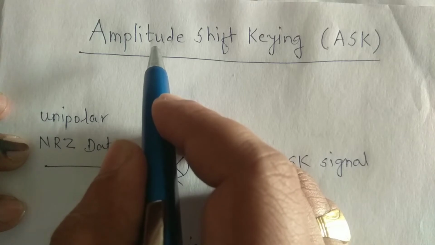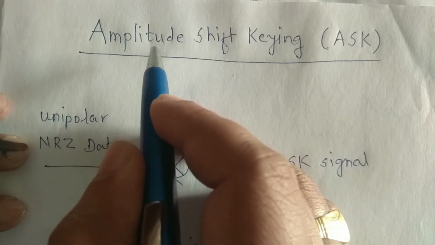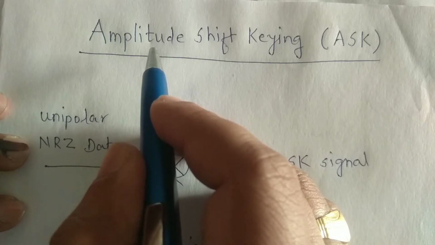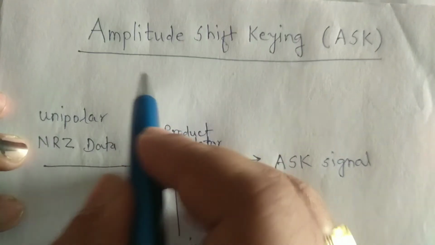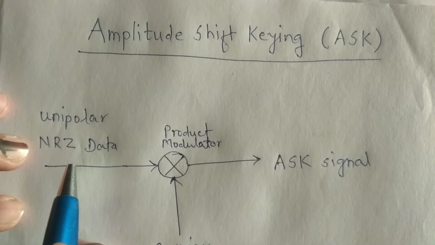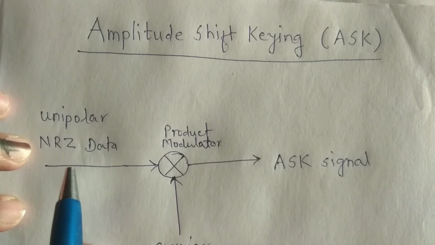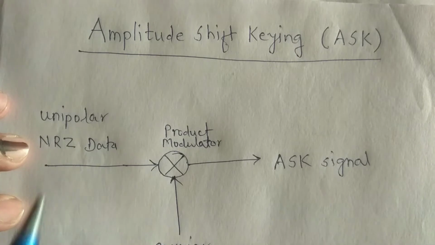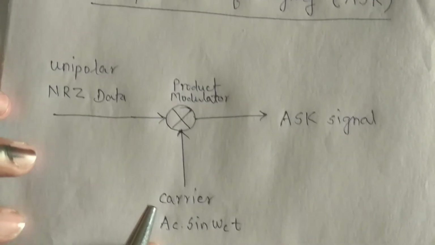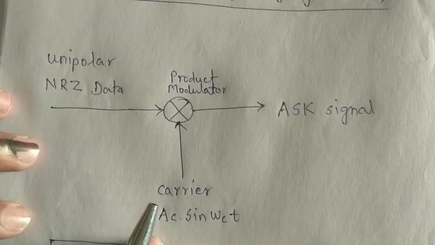Since it is a digital modulation technique, as we know, in a digital signal there are only two levels: one is logic high and another one is logic low. So since there are only two levels in a digital signal, at the output of ASK we will be getting only two amplitudes. One amplitude level will be assigned for bit 0 and another amplitude level will be assigned for bit 1. So let us see how to generate an ASK signal.